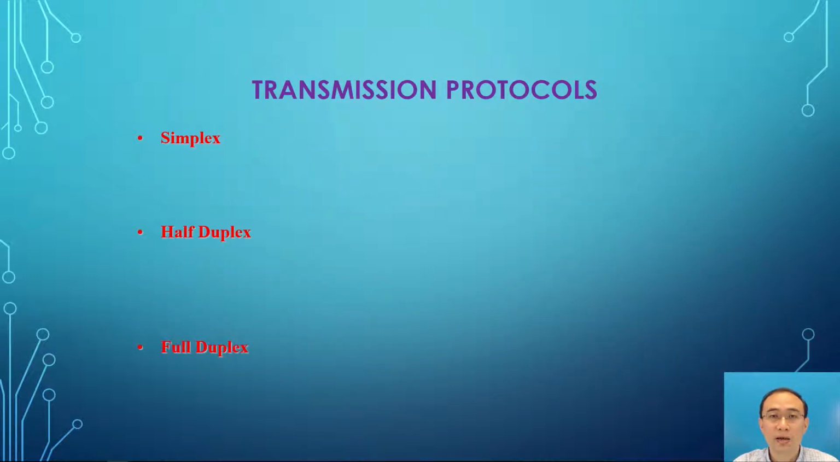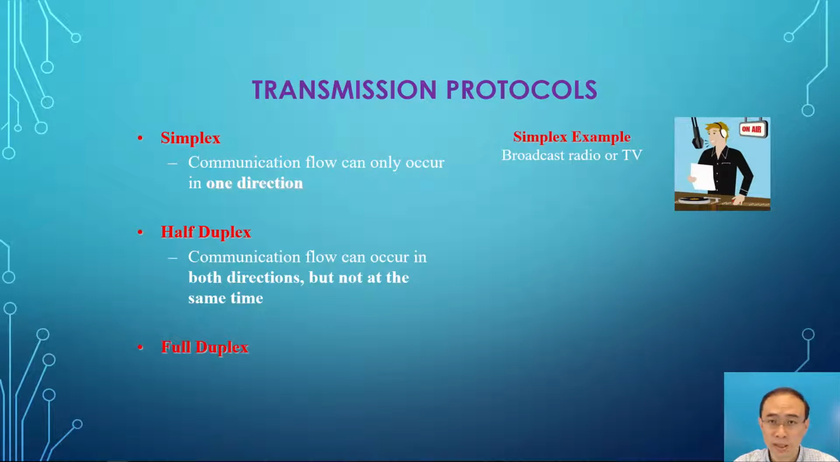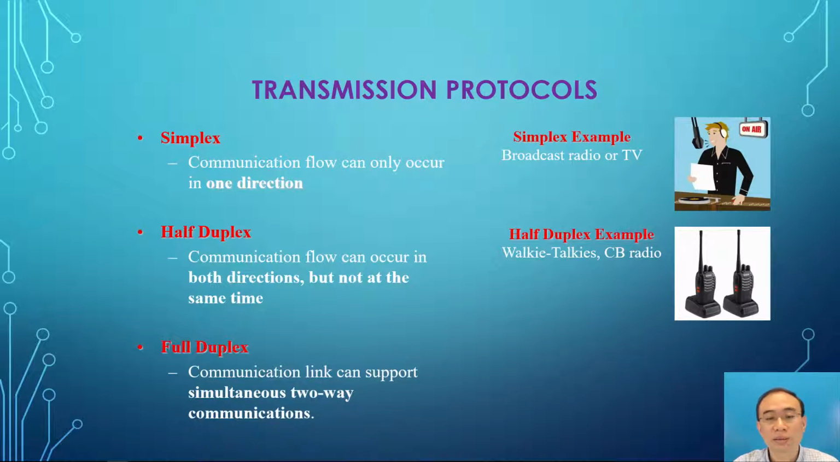On the other hand, we can also classify communication systems into simplex, half-duplex, and full-duplex systems. In a simplex communication system, the communication flow can only occur in one direction, for example, the radio or TV broadcast system. In a half-duplex communication system, the communication flow can occur in both directions, but not at the same time. An example is the walkie-talkie system. For a full-duplex system, the communication link can support simultaneous two-way communications, for example, our mobile communication system.